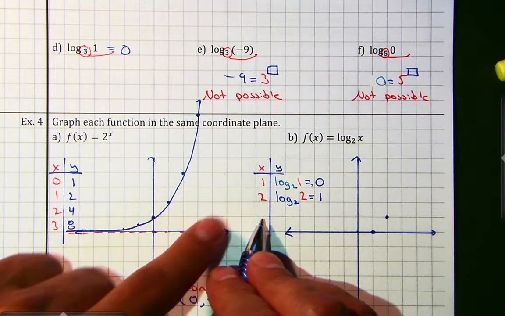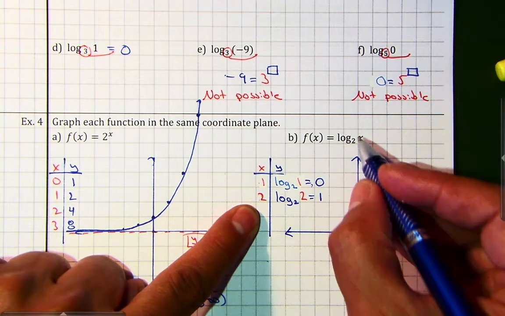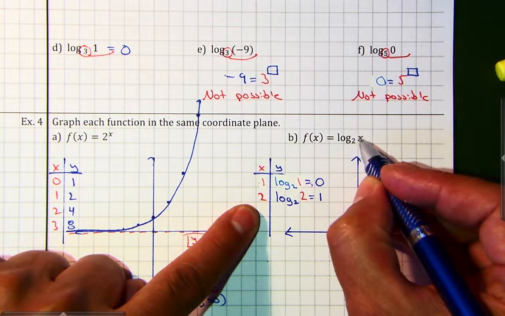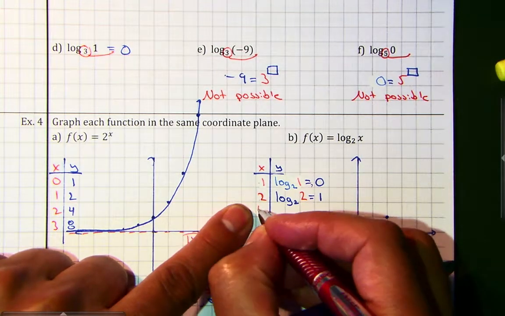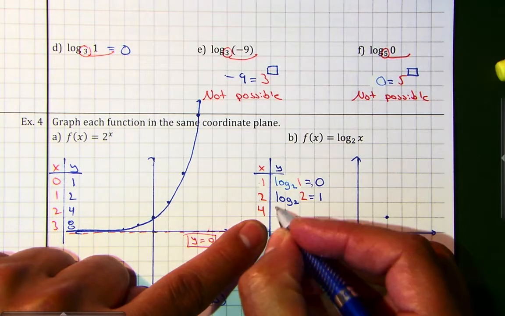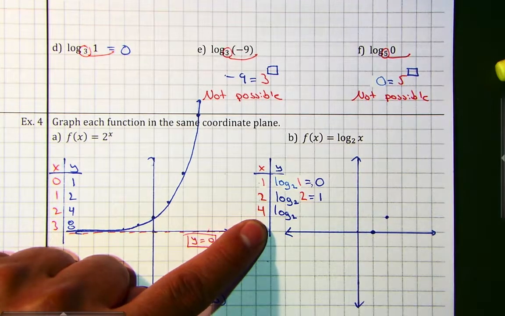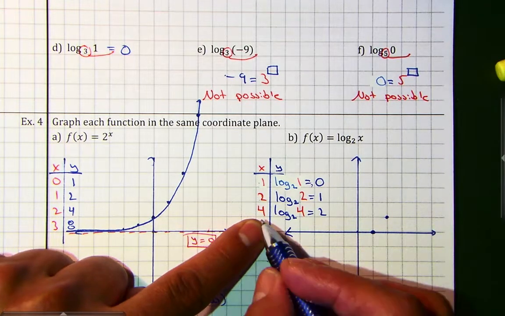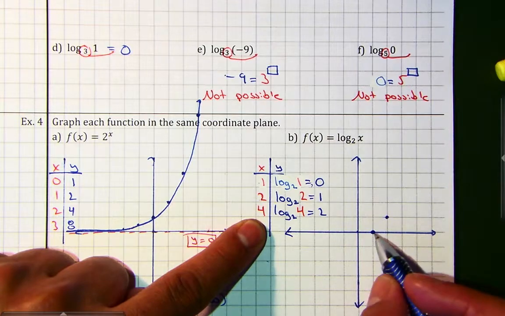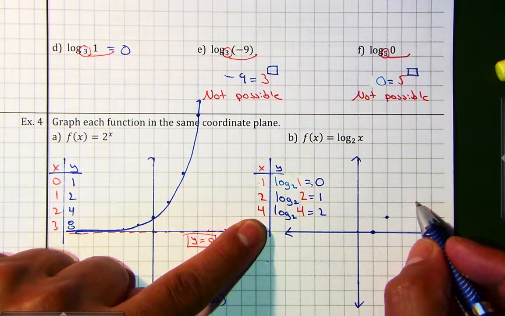What should be the next number that I need to plug in? Remember, it should be 2 to what exponent gives me 4, correct. Log base 2 of 4 will give me, 2 to what exponent gives me 4? 2 to the second. So your next one will be 4, comma 2.